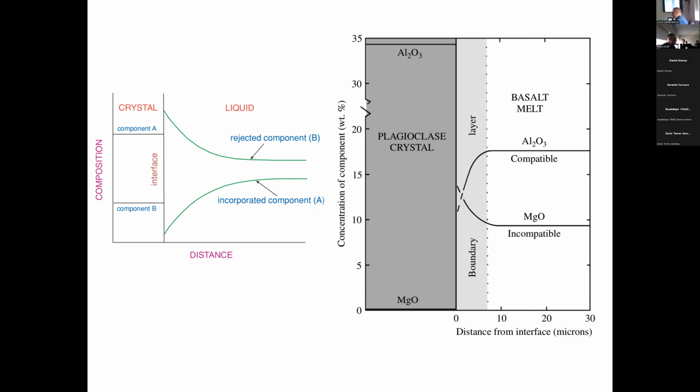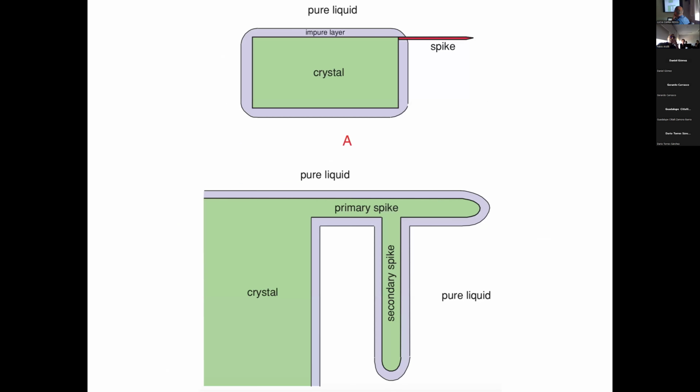So when you have accumulated too many incompatible elements that you don't want, the crystal is not able to grow anymore because there are no more good elements for the mineral. Therefore, you have this irregular shape with this boundary layer enriched in incompatible elements. That is when crystal growth will stop and you reach equilibrium.